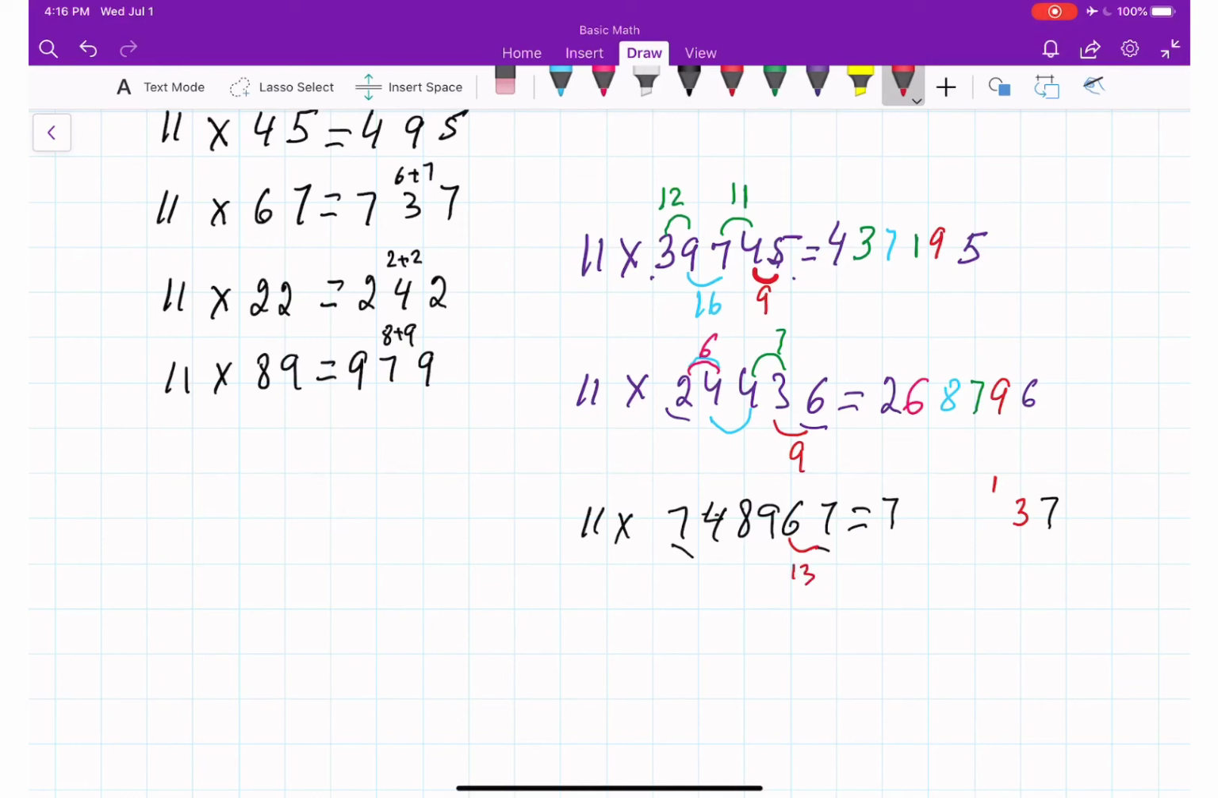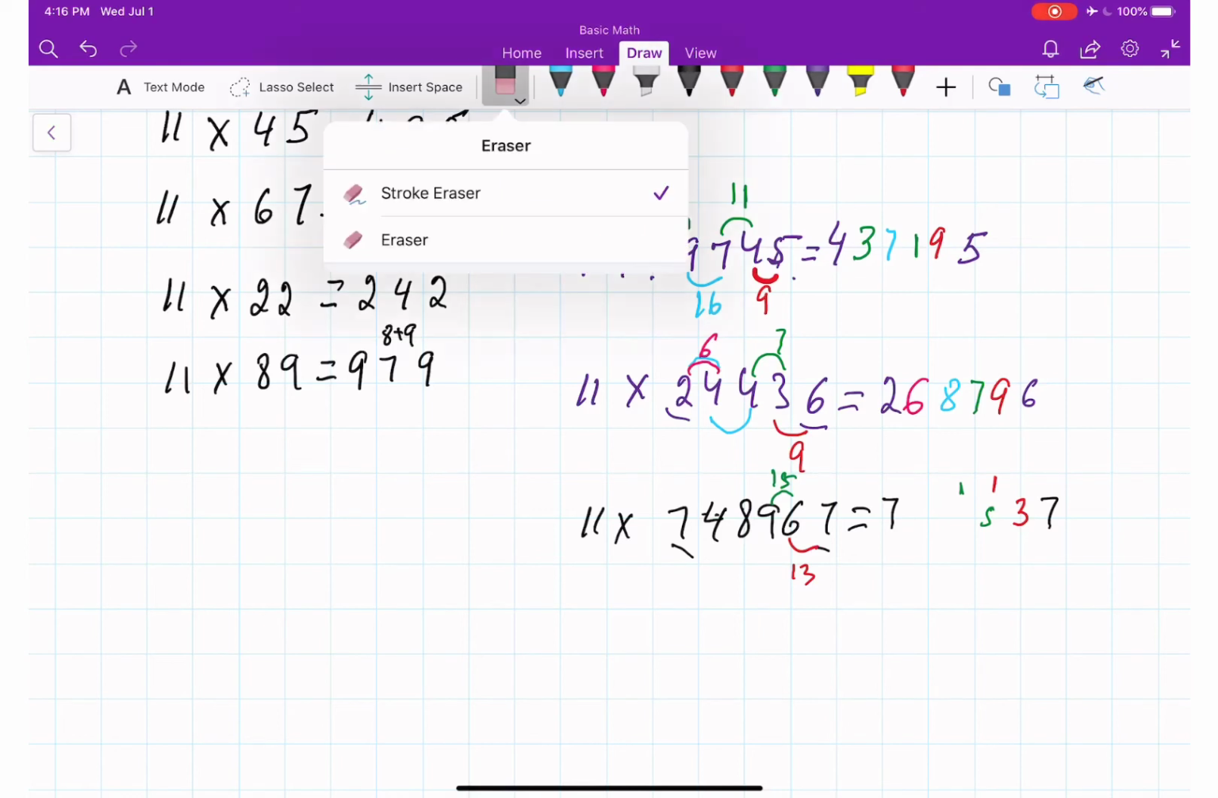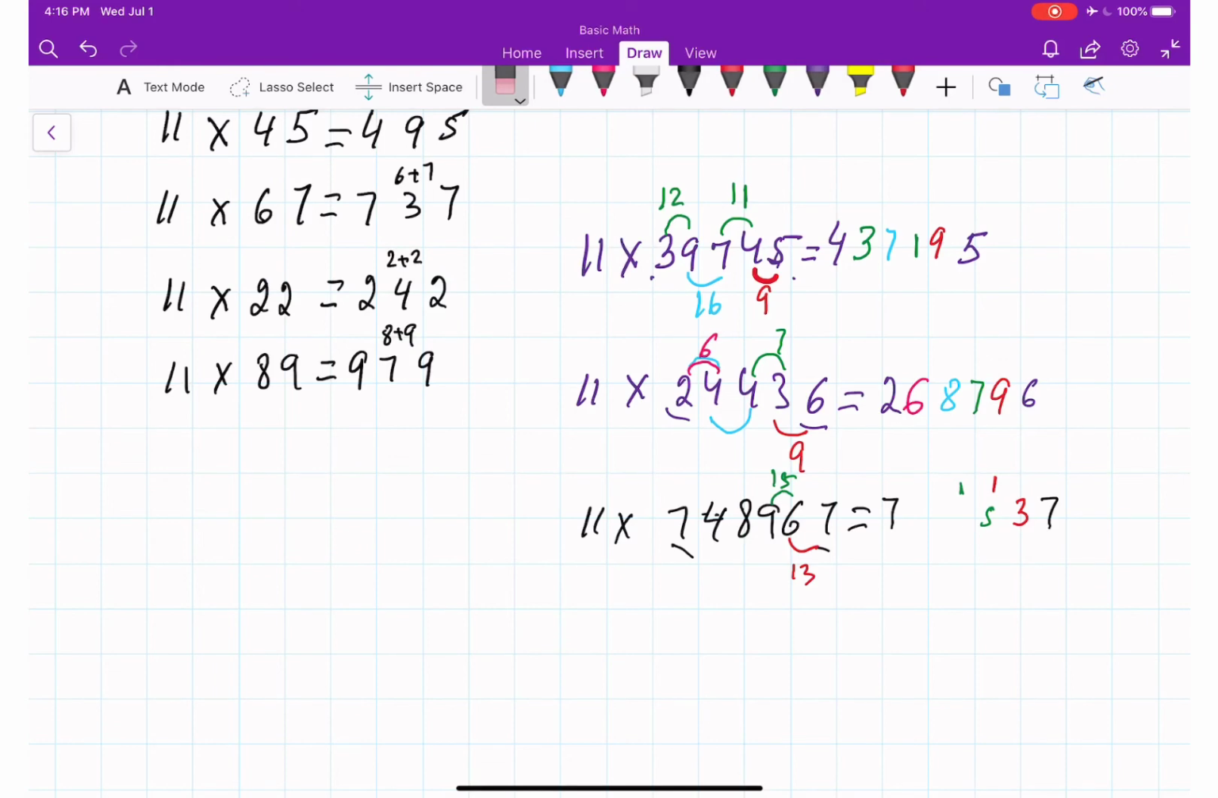Next, 6 and 9, it's going to be 15, right? 5 and 1 I'm keeping in mind, and 1 plus 5, it's going to be 6. So I'm placing here 6. Next is going to be 9 and 8. It's going to be 17. So writing down 17 and 1 in mind. So 1 and 7 is going to make 8.